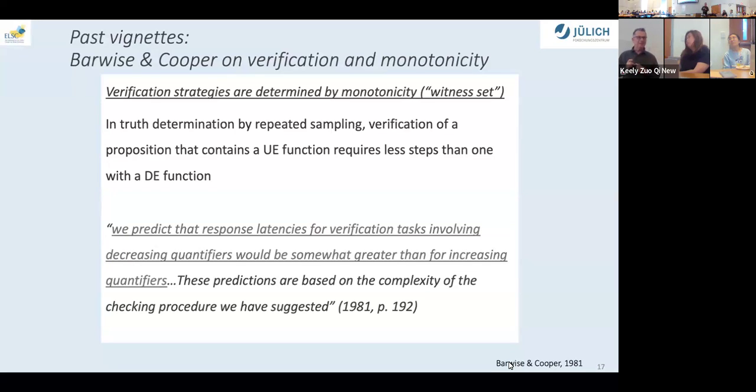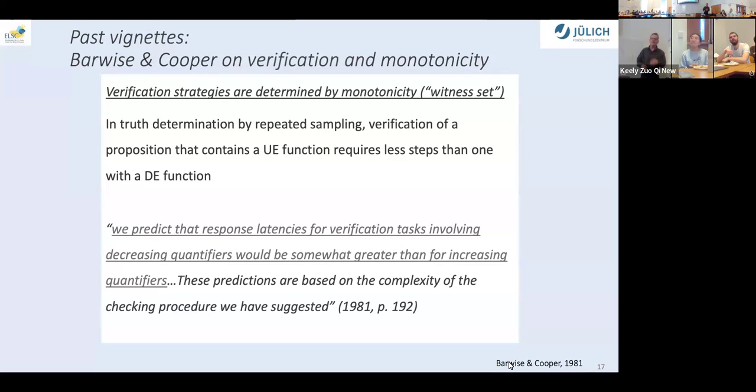And what they said was that verification of a proposition that contains an upward entailing function takes fewer steps than one with a downward entailing function. So the idea is, if it's downward entailing, you have to go through each instance to make sure that it doesn't violate the downward entailing. It's like, for each instance of which the sentence is said to be true, it's not half or more, something like that. And they said, we predict that response latencies would actually be expressed by that.